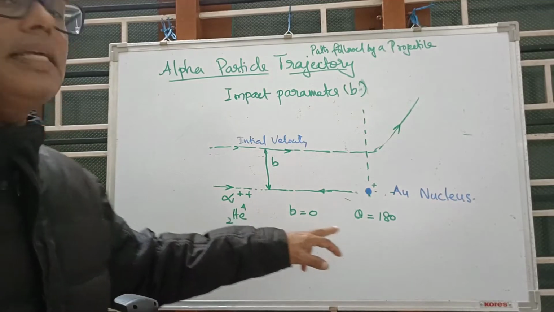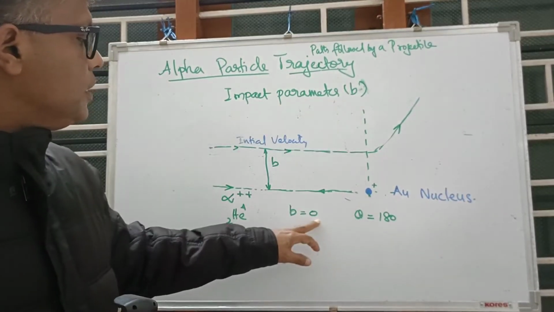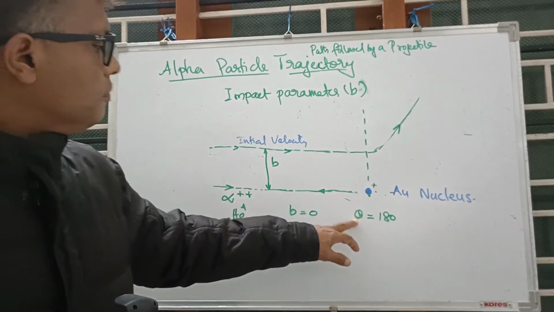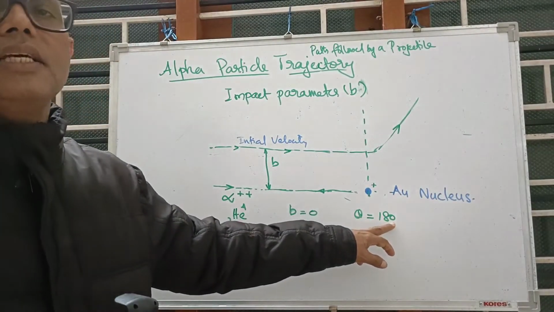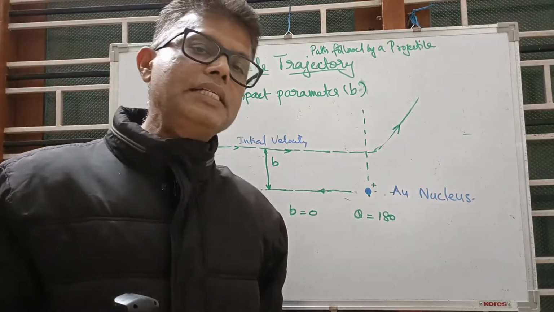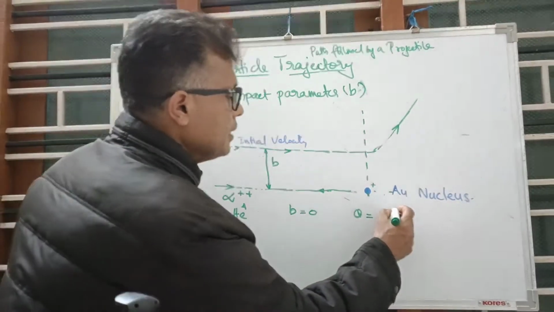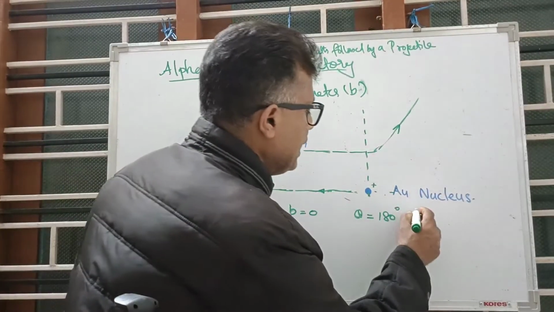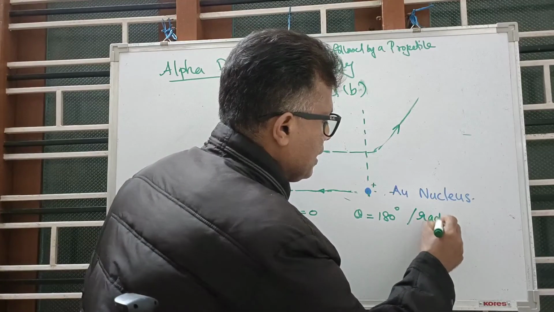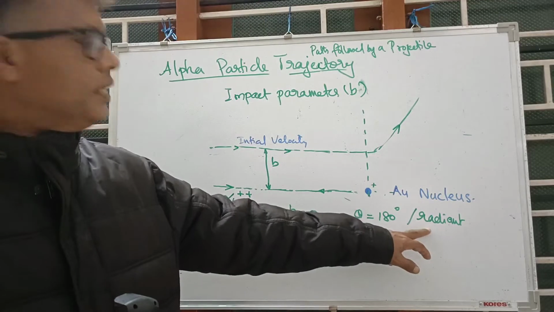So, this one is the NEET question. If the impact parameter B is equal to 0, this angle is how much? It is 180 degree. They never ask for 180 degree directly. They will ask this one: 180 degree means how much in radian? So, another method is we can say it is a radian angle also, we can write it there.